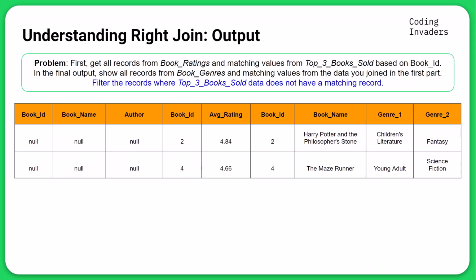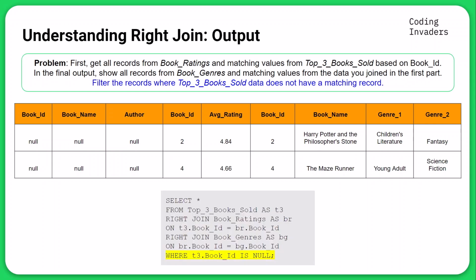Pause and write the query on your own. Hope you got it right. Just the last piece: if you see what we have done, where T3.bookid is null, right? We don't see any matching records. Where we won't have a matching record, when the book ID is null, it means it does not have any match. That's why we are filtering on that criterion. We just got 2 rows as the output. The rest of the query remains the same, whatever we have been doing till now.